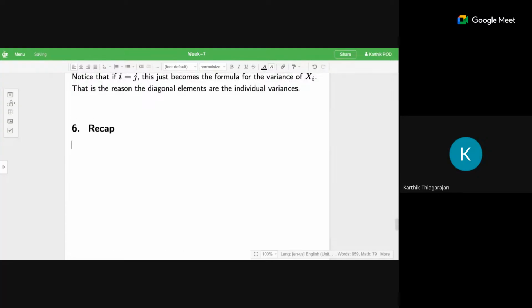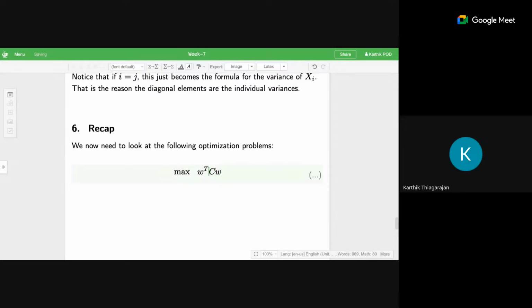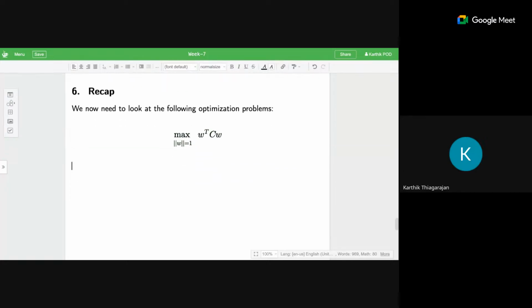Just for reference, we now need to look at the following optimization problem, right? So what is the optimization problem? You are given the covariance matrix of the data set, which is C, and you have to maximize W transpose CW. Okay, it's important to note, we have not mentioned this, but the norm of W is 1. So we are only looking for unit norm vectors, right? I hope that is clear to you.